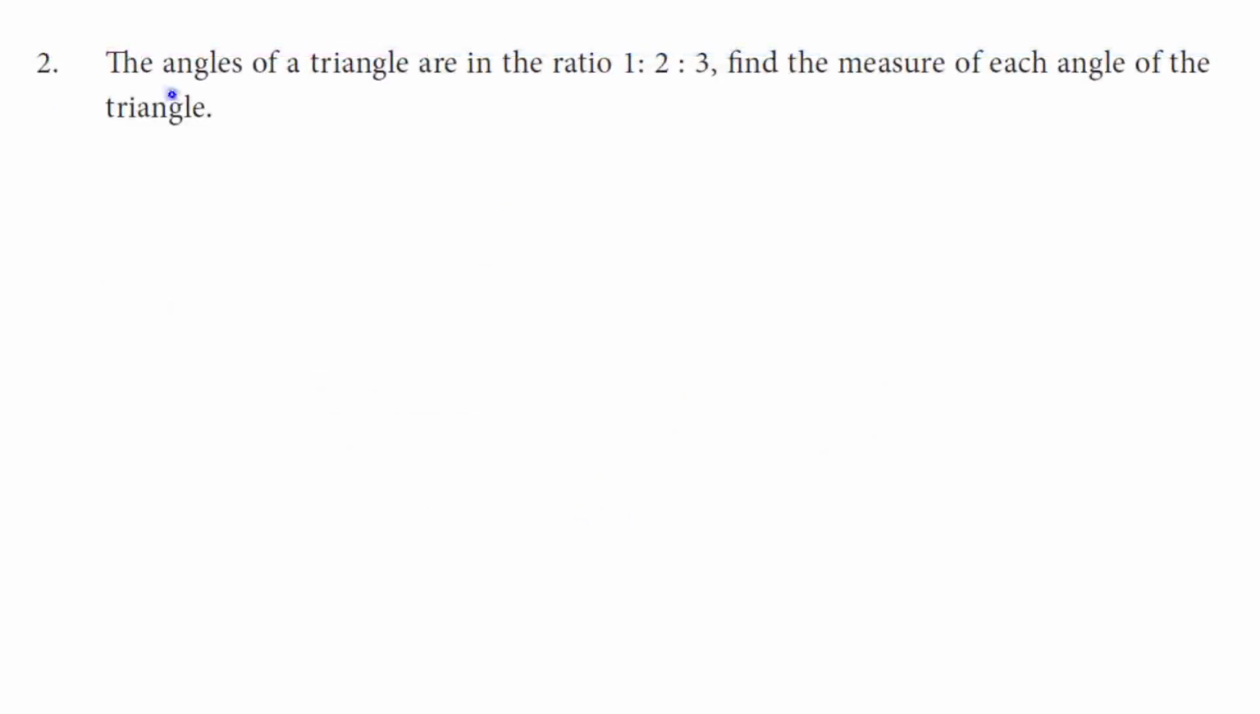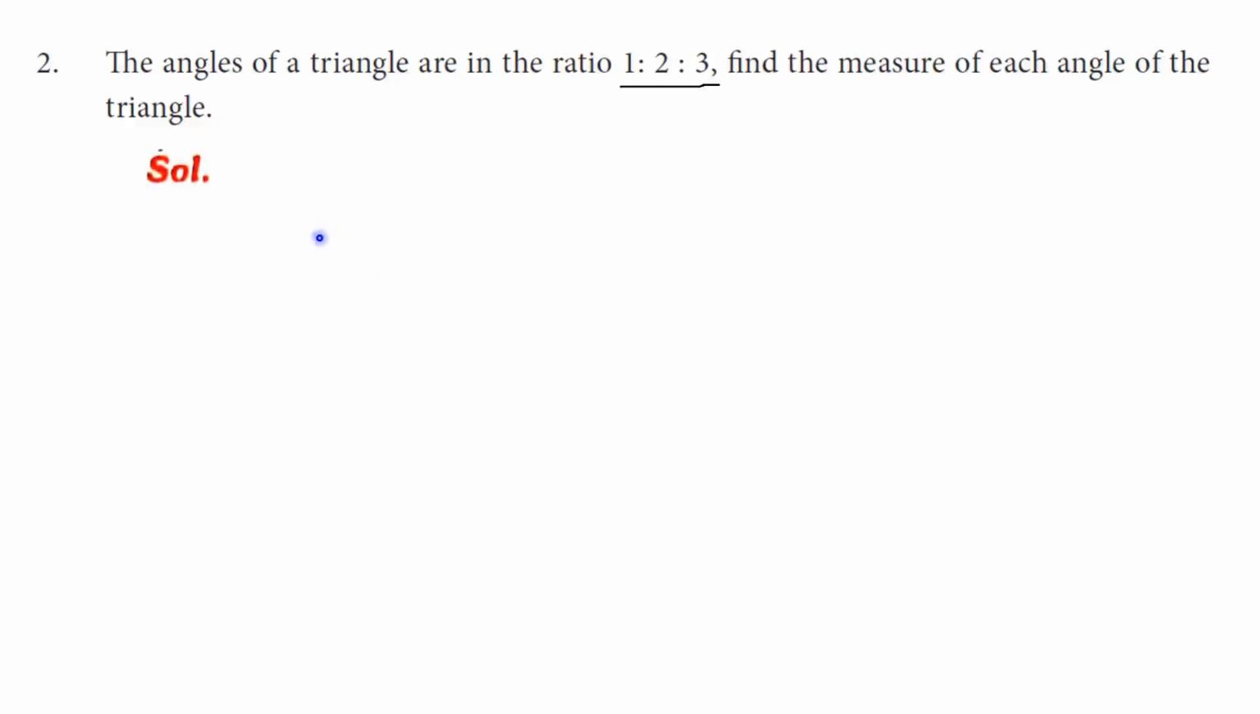See the second sum. The angles of a triangle are in the ratio 1:2:3. Find the measure of each angle of the triangle. So when the ratio is given like this, you have to take the angles as 1x, 2x, 3x. Here they have mentioned a triangle. So how to add the angles inside the triangle? Then we will get the answer as 180 degrees, isn't it? By using that concept, we are going to find the measure of each angle.